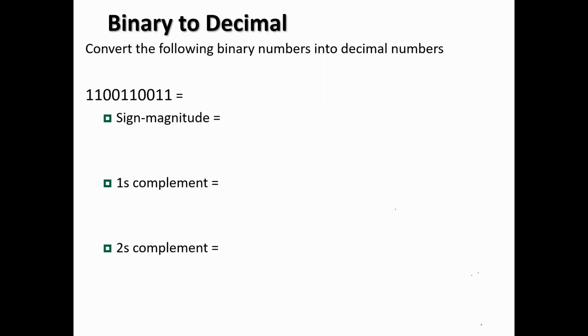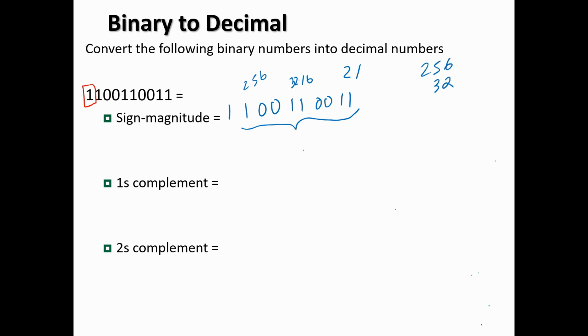This one. So again, negative number. And then we do for the sign and magnitude 1, 1, 0, 0, 1, 1, 0, 0, 1, 1. What is that number? This one. 1, 2, 4, 8, 16, 32, 64, 128, 256. So 256 plus 32 plus 16 plus 2 plus 1. Just want to write all of them down. And so that's 307. But remember, it's a negative. So negative 307.